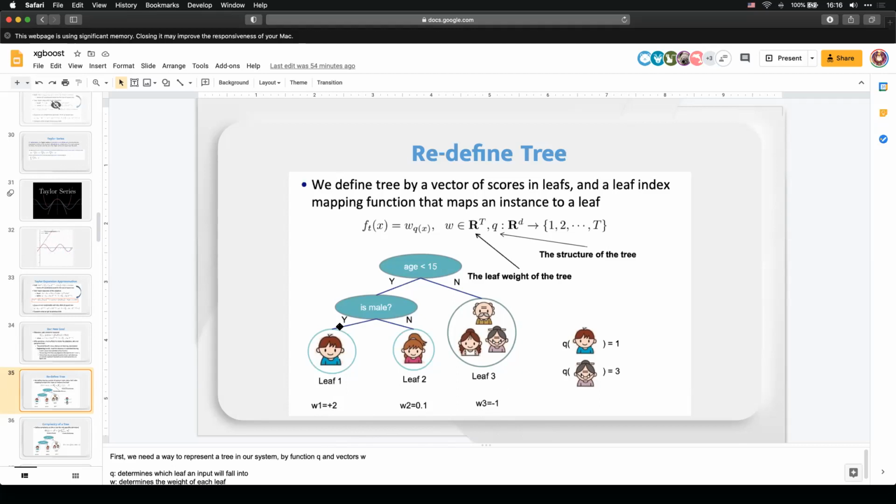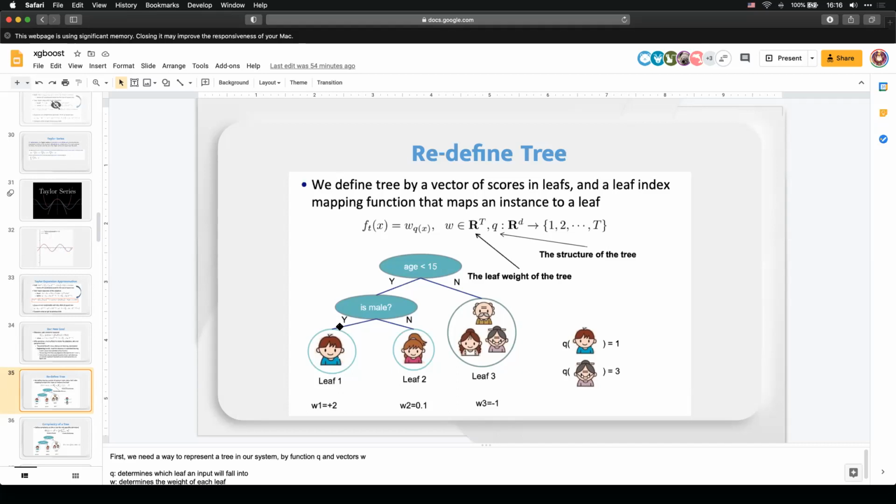Let me see this question. Is the derived objective for all types of boosting methods or just for XGBoost? This is for gradient boosting. So GBM, to be more precise, I think.